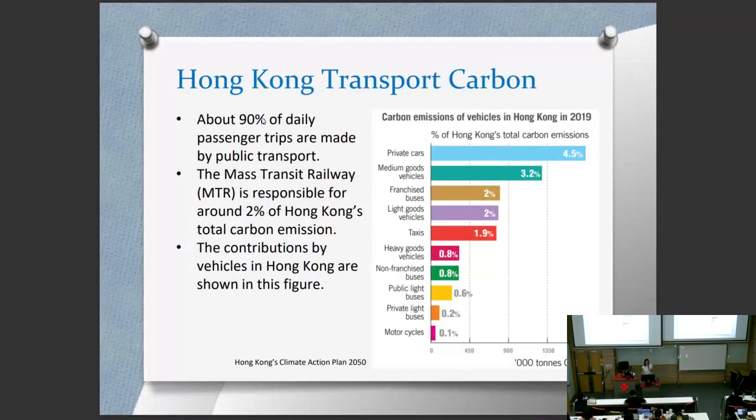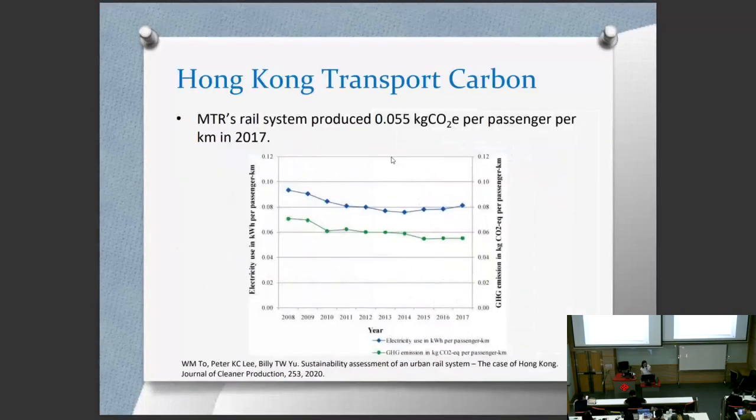Okay, and 90% of the daily passengers travel by public transport, 2% by MTR, and then 4.5% by car. These are just some breakdowns for your reference. The emission factor for MTR will be around 0.055 kg carbon dioxide equivalent per passenger per km. This is the data in the year 2017, so I think the current emission factor will be lower, but I cannot find a more updated value.